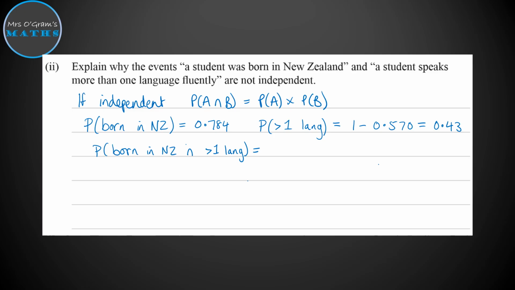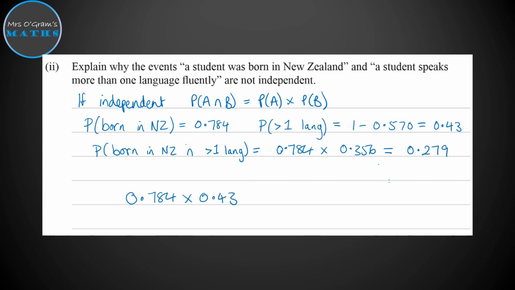Then next is to find the probability of both things happening at the same time. So born in New Zealand and can speak more than one language. If we read off the tree diagram we made before, we get that to be 0.784 multiplied by 0.356, which gives us 0.279.